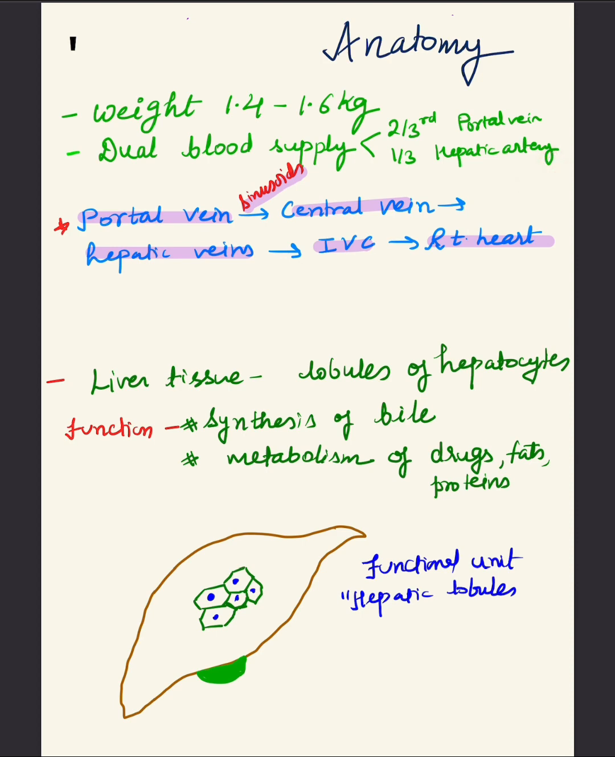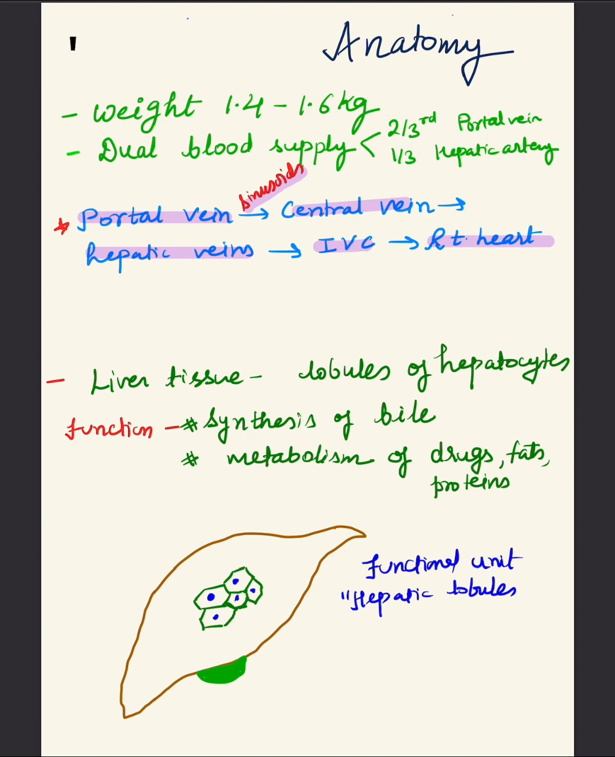Regarding the liver architecture, the liver tissue is composed of numerous lobules of hepatocytes. So the basic unit of the liver is the hepatic lobule. Now, regarding the function of liver, it helps in the synthesis of the bile, which is important for the digestion of the fat. Then it causes the metabolism of drugs, fats, proteins, carbohydrates, and it also is important for the detoxification in the body.